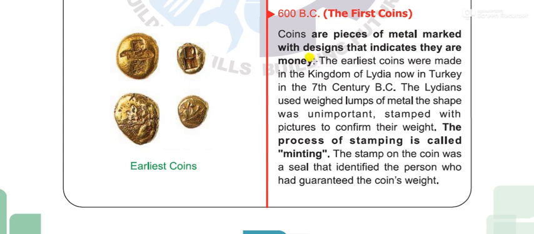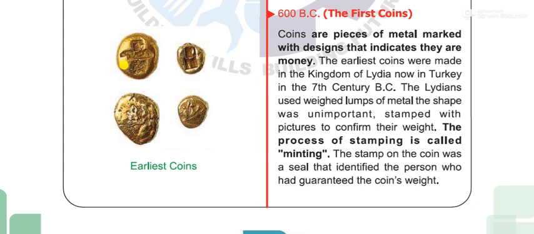The first coins. Coins are pieces of metal marked with designs that indicate they are money. At present also we have so many coins with us. But at that time also, 600 BC, you can understand how old it is, they were having coins like this. Its shape doesn't matter. Just this stamp is there on every coin. This is the smaller one, this is the bigger one, and different stamps are there.